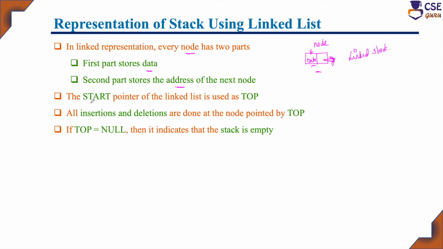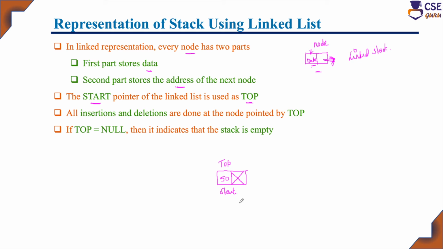Here the start pointer will be there for the linked list, and that is used as the top. For example, suppose the first element I want to insert is 50. I have placed it. This is the first element I have pushed into the stack. Here there is no need to represent the address because the next element will not be there. So this is a null pointer, and this represents the top, which is initially the start.